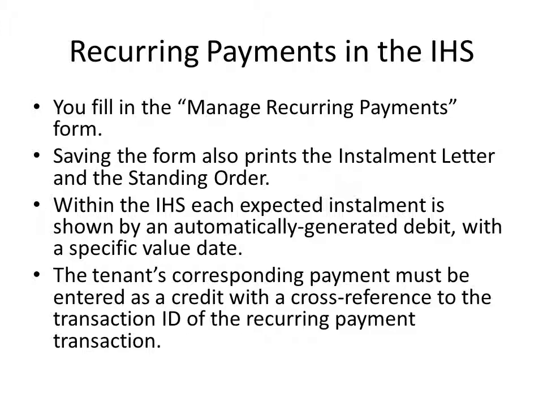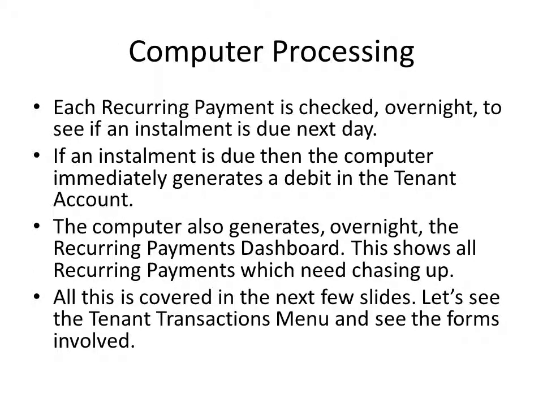Within the in-house software, each expected installment is shown by posting to the tenant account an automatically generated debit. The tenant's corresponding payment, if and when it comes, and it will be seen in the landlord's bank statement first, must be posted to the in-house software as a credit with a cross-reference to the transaction ID of the recurring payment.